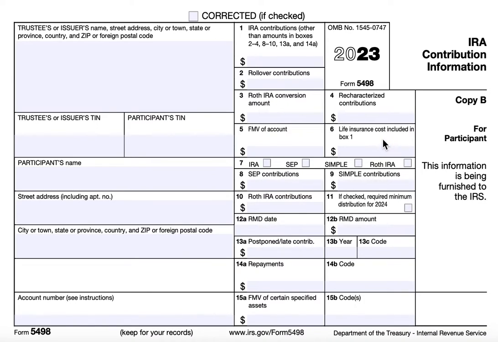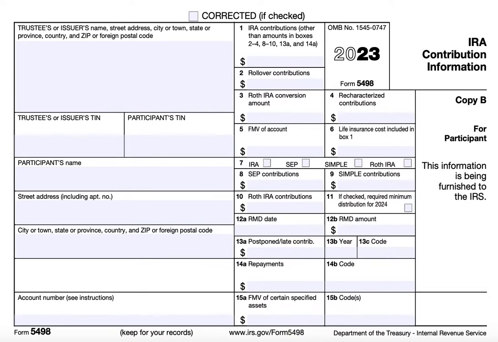In box 6, if there's an endowment contract, then you would see some sort of information here. For most accounts, you won't see anything in box 6. In box 7, simply the type of IRA that we're discussing, whether it's a traditional account, a SEP, a SIMPLE, or a Roth IRA.